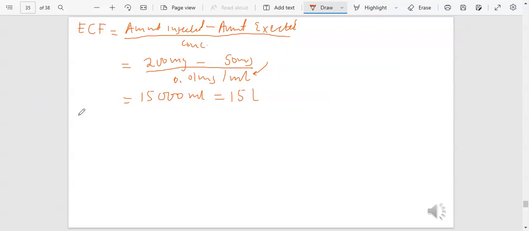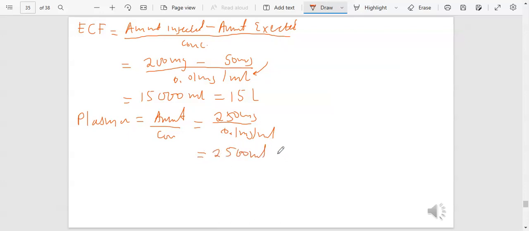And then the next one, they asked us to find the plasma volume. So for the plasma volume, when we use iodinated albumin, we didn't have anything which was excreted. So it's just the amount divided by concentration. And the amount we've been given is 250 divided by the concentration, that is 0.1 milligrams per milliliter. And that is going to give us 2,500 milliliters, which divided by 1,000 is going to give us 2.5 liters.